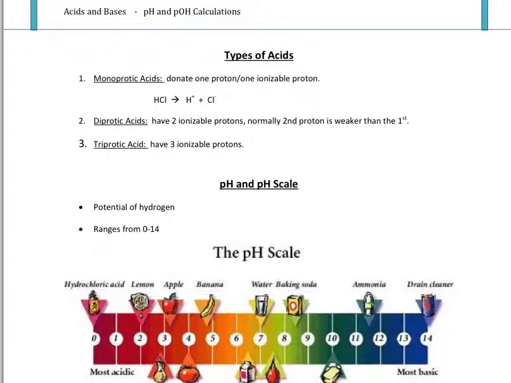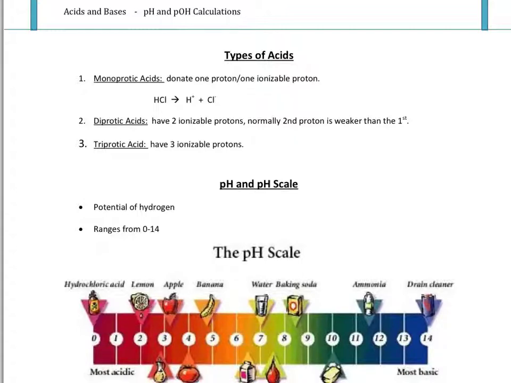In this video, we are going to talk about pH and the pH scale, including pH and pOH calculations. Before we can get to that though, we must talk about the three different types of acids. We have monoprotic acids, diprotic acids, and triprotic acids.